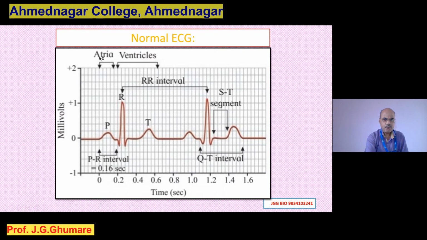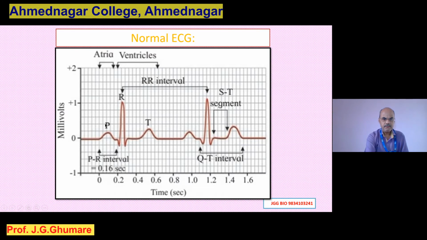We already said 0.1 second will have a contraction of atria, 0.3 second we have contraction of the ventricle, and the remaining will be the relaxation, or we call it joint relaxation. Now that 0.8 second period will be divided into the five waves here.